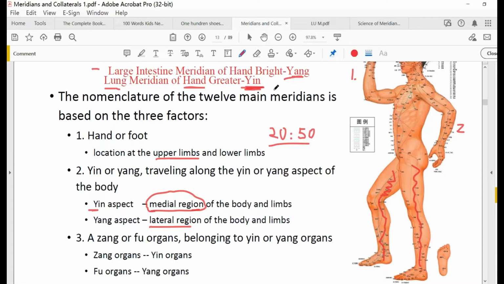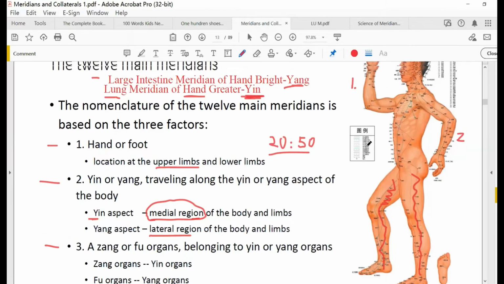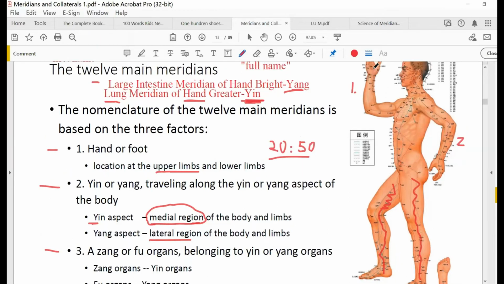So from the full name, we know much information. We know it starts from the hand or feet. We know its location, right? It's in the yin part of the body or the yang part of the body. And also we know the organ, whether it's a zang organ or fu organ.